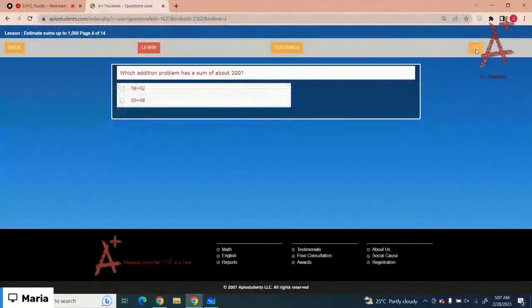Okay, the next one is which addition problem has a sum of about 200? Got it? So you have 98 plus 92.